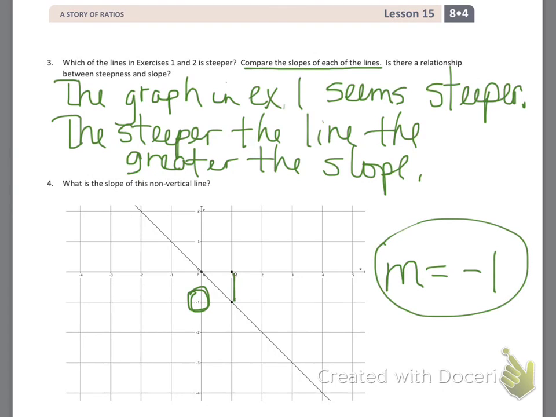So that works well for us because notice this graph is a declining line as I move from left to right. Therefore, we would expect it to have a negative slope, and when we calculate it, we see that it is.